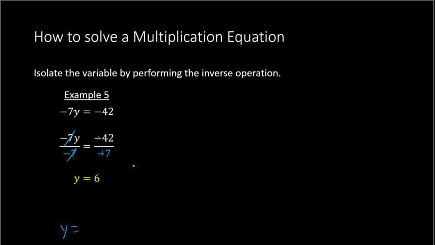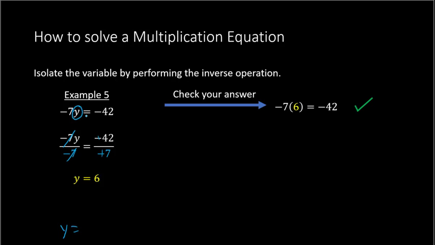And we can double check this by plugging 6 back in for y into the original equation. We would have -7 times 6 equals -42. That is a true statement, which means that 6 was the correct answer.